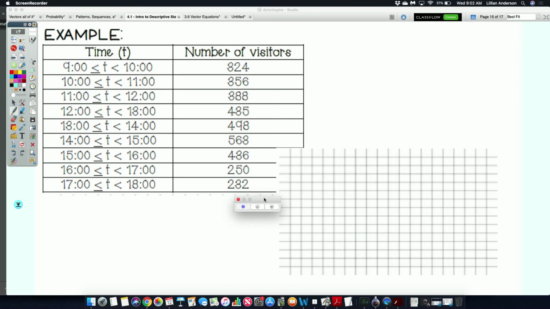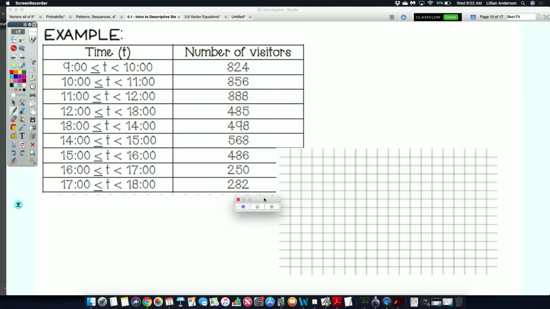So it looks like a bar chart, but again, they touch each other. And so here you have this distribution of time to a certain number of visitors that came to whatever the location is between these different intervals.